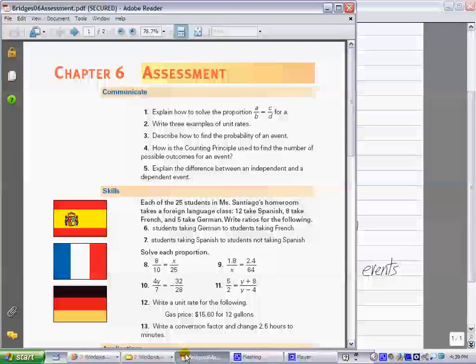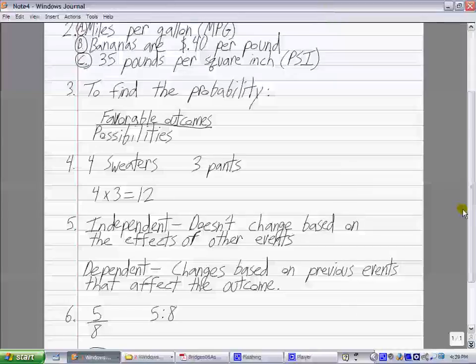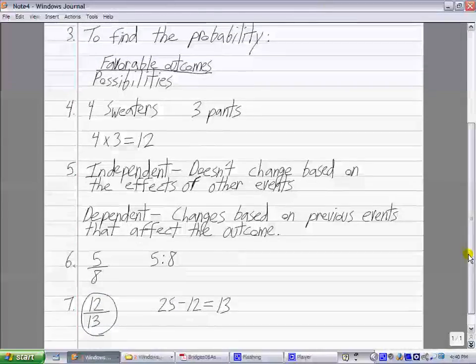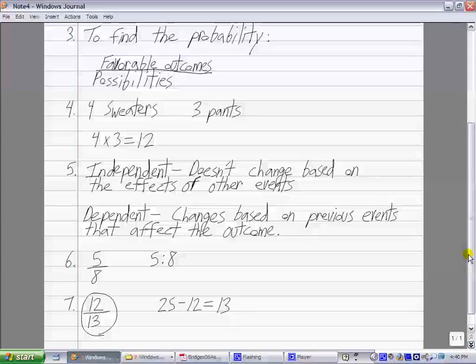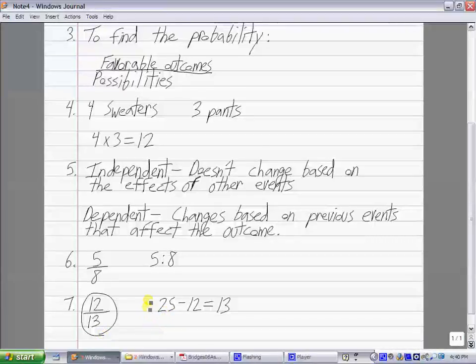To solve this problem, we will need to use the total number of students that there are in order to calculate how many students are not taking Spanish. But notice that the total number of students, again, does not enter into our actual answer. So to find the number of students not taking Spanish, I subtract the number of students taking Spanish from the total, and I get 13 students that are not taking Spanish. Therefore, my ratio will be 12 to 13. The students taking Spanish to students not taking Spanish.